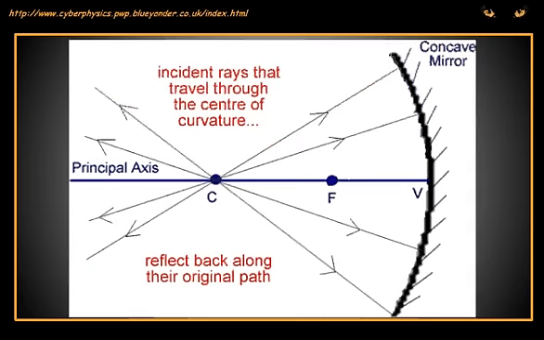The third point is that any ray that passes through the center of curvature of the mirror will reflect back along its own path, because the radius of the circle will always hit the edge of a circle at 90 degrees. As the ray hits normally, the angle of incidence and reflection will both be 0, and it will return along its original path.